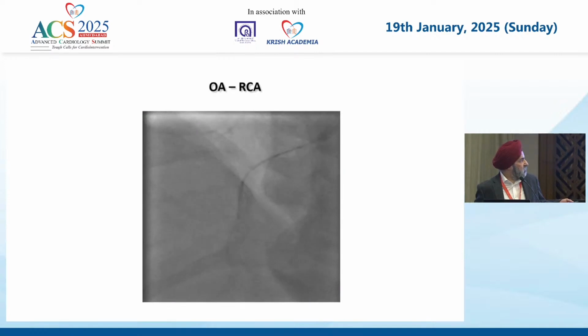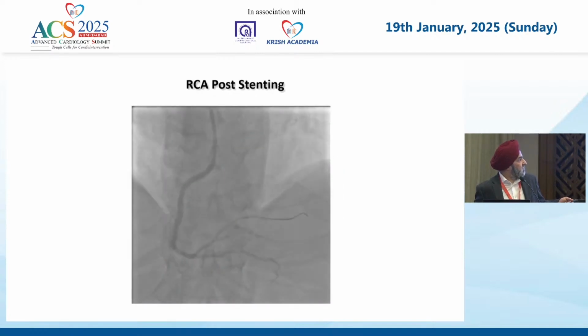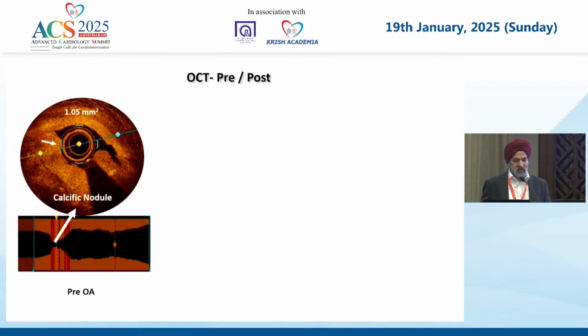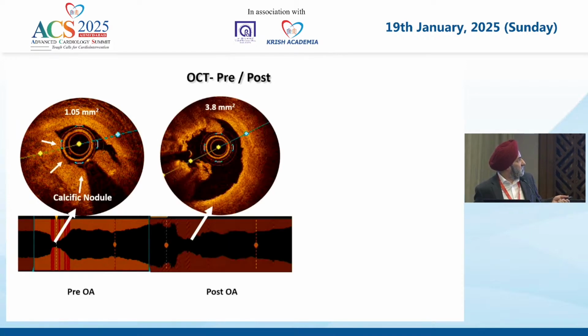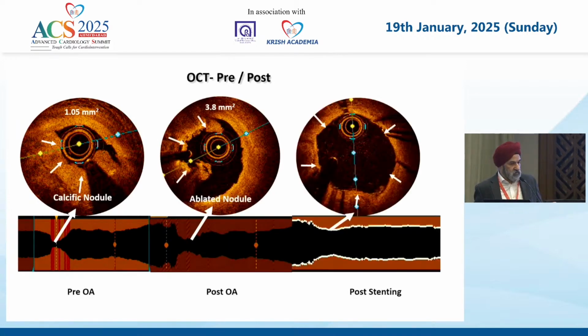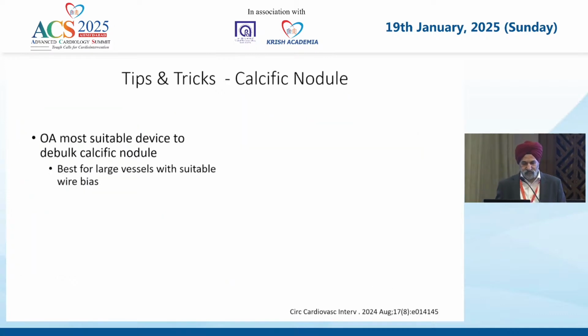And we did orbital atherectomy for this lesion, and this was stented. Now, you see the pictures as to how it happens. This is a calcific nodule. The areas are very small. This is the nodule post-ablation, and this is the nodule post-stenting. So you get good MSAs, you get good luminal gain. It debulks the nodule tremendously. If you're using orbital atherectomy, thereafter you don't need any specialized balloon. NC balloons are good enough and they will work very well.